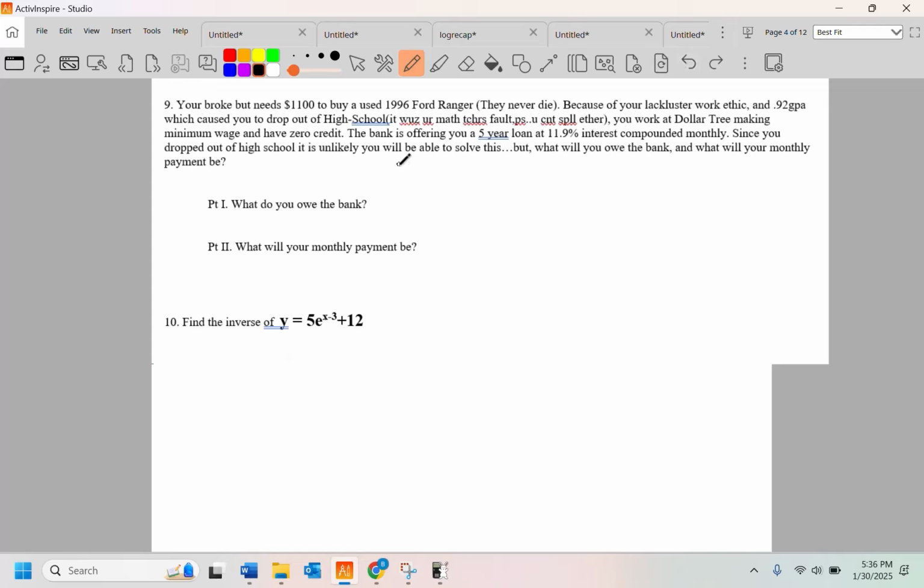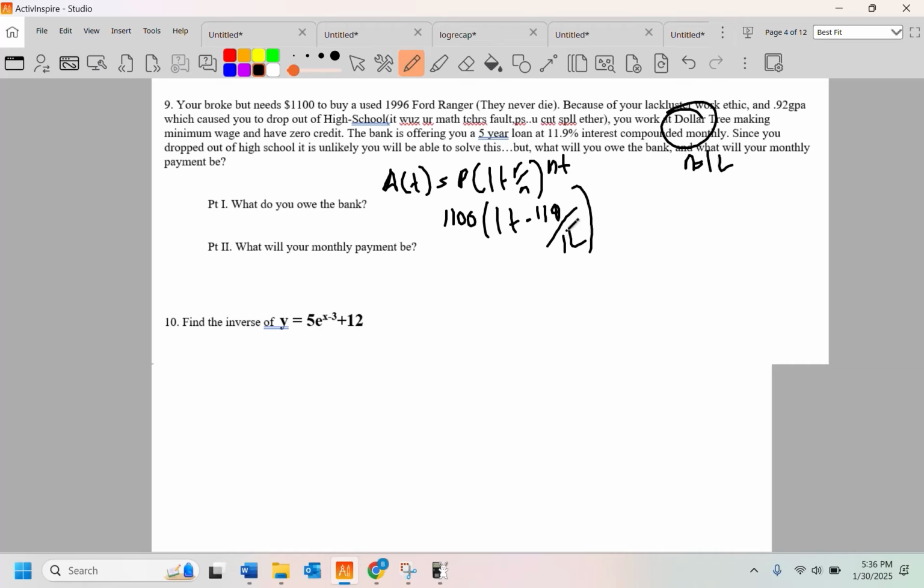So anyways, this is your compound interest formula. The amount after time owed is the principal times 1 plus r over n raised to the nt, and you just feed this thing some money. The principal is given in text as $1,100. The rate of interest is 0.119. Don't get that wrong. Compounded monthly, n is 12. And we are raising that to the nt, 12 times 5-year loan.